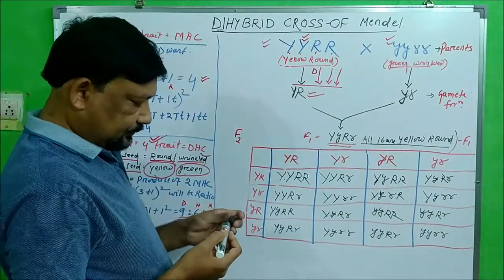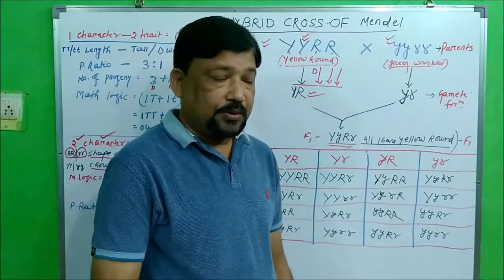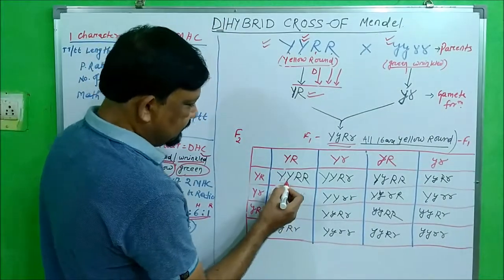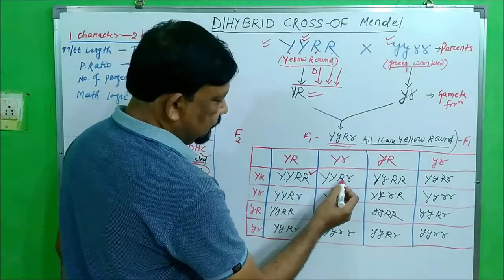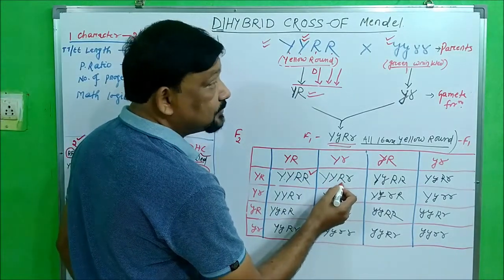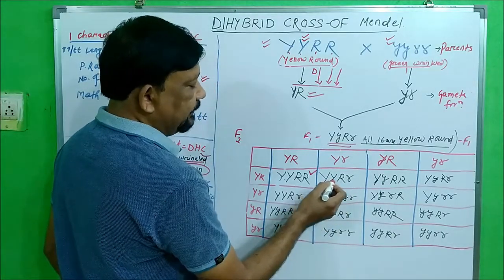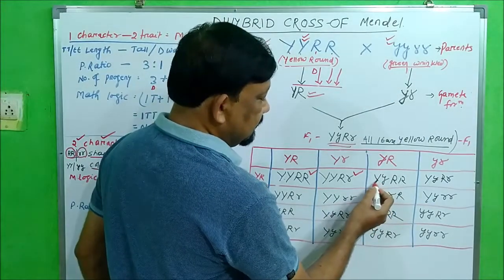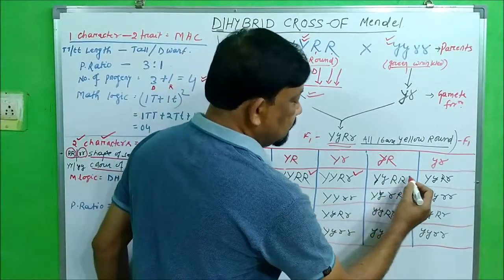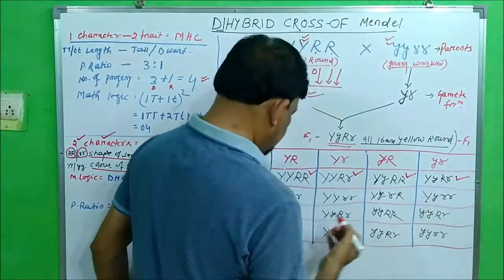So they are the 16 products you will get. If you analyze this, this is yellow round. This is also yellow round, single dose round, and double dose yellow. So it is also yellow round. This is single dose yellow, double dose round, yellow round, single dose yellow round.